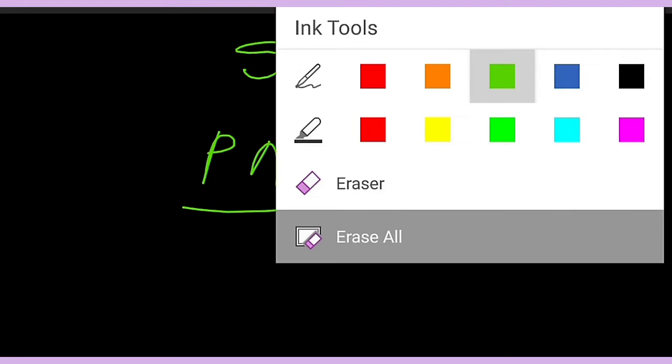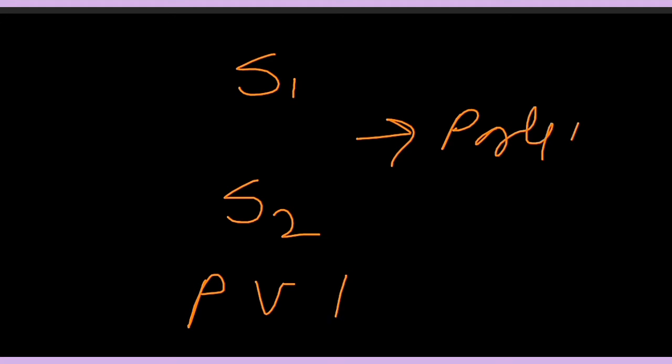Next, if S1 switch and another switch is S2, these two switches are in parallel. This position is called parallel. Then we write the symbolic form of this switch as P or Q. Remember, if the switches are in parallel, then the symbol is OR, and if the switches are in series, then the symbol is AND.